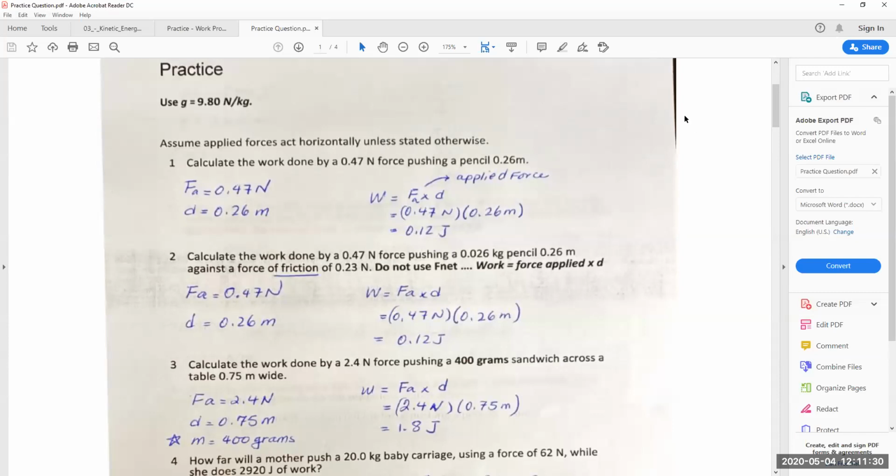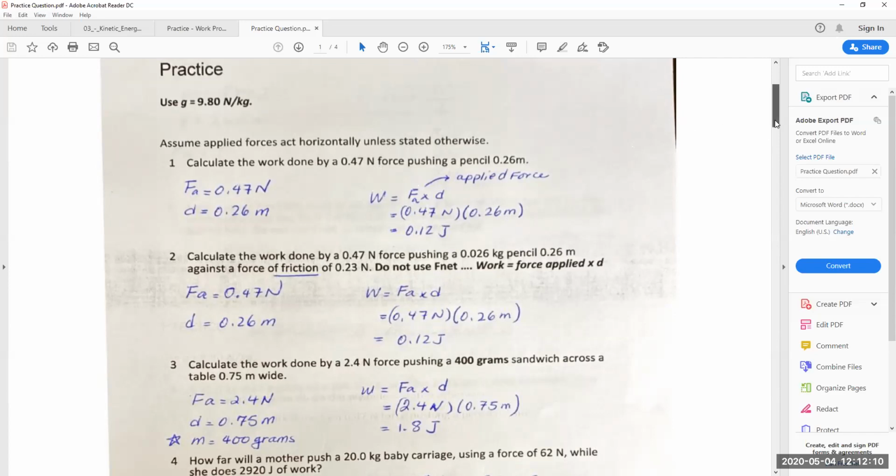The only thing you have to pay attention to when you have a work question is that you always look for the applied force. When we did Newton's second law, it was about net force. So net force was equal to mass times acceleration. So if there was friction, you had to be careful. But when we do work problems, we only look for a specific applied force. And the applied force here is 0.47 Newton. So that's what I use and I calculate my force.